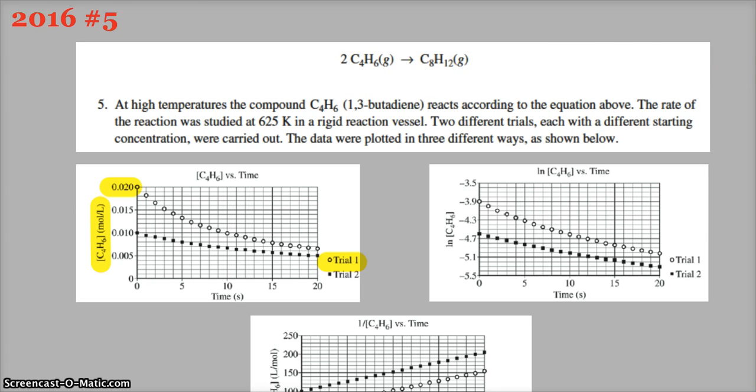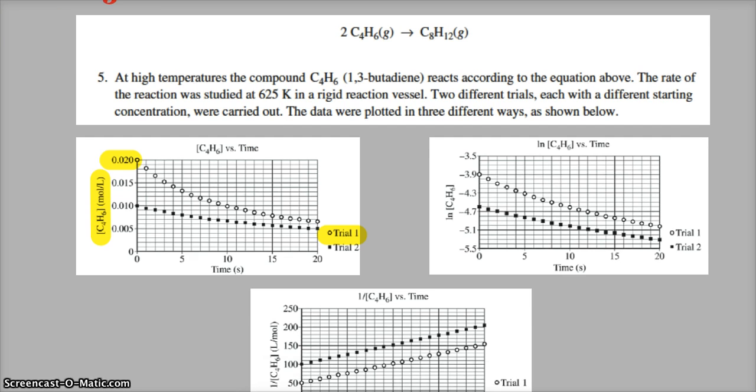The rate of the reaction was studied at 625 Kelvin in a rigid reaction vessel. Volume's not changing. Two different trials, each with a different starting concentration, were carried out. The data were plotted in 3 different ways. So we're looking here where we just have concentration versus time. Trial 1 is this line, trial 2 are the squares. I've got time in seconds and my starting concentrations. I started at 0.02 moles per liter for the first trial, 0.01 for the second trial.